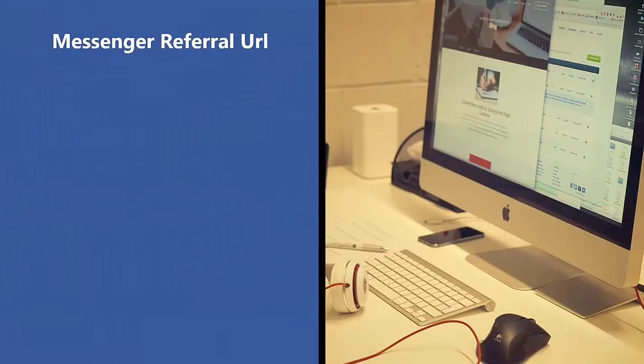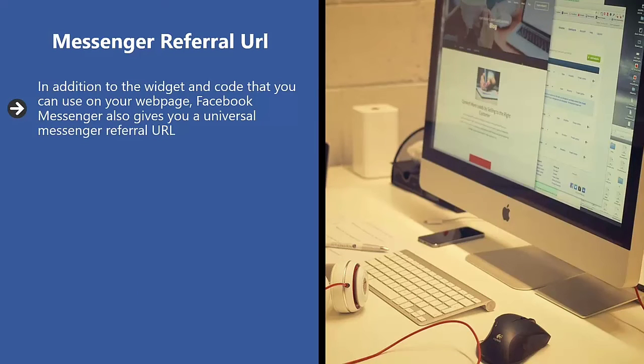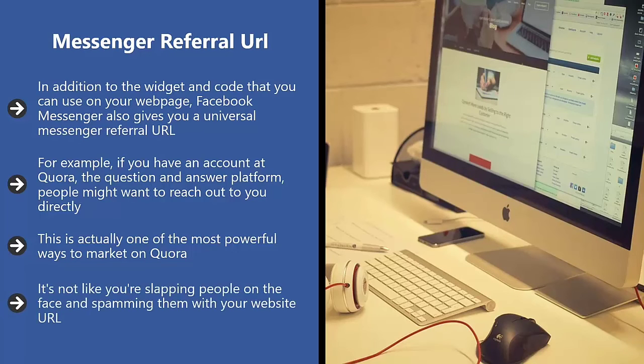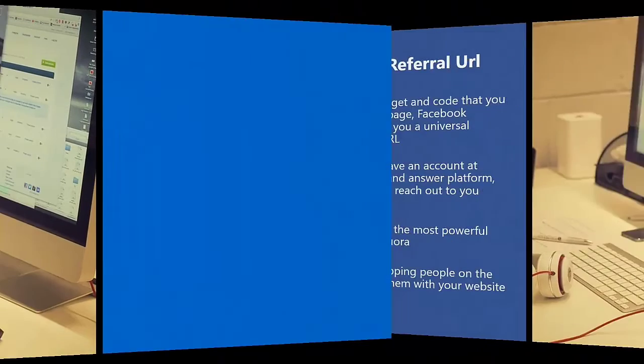Messenger Referral URL. In addition to the widget and code that you can use on your webpage, Facebook Messenger also gives you a universal messenger referral URL. You can put this on your website, and you can put this on other people's websites. For example, if you have an account at Quora, the question and answer platform, people might want to reach out to you directly. So you could say in your answers on Quora, if you have any other questions or concerns, click on my profile and get a hold of me via Facebook Messenger. This is actually one of the most powerful ways to market on Quora. You're doing it in a non-intrusive way. It's not like you're slapping people on the face and spamming them with your website URL. And if you keep doing that, you probably will get banned.